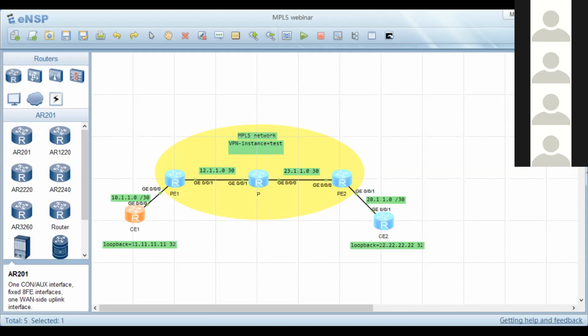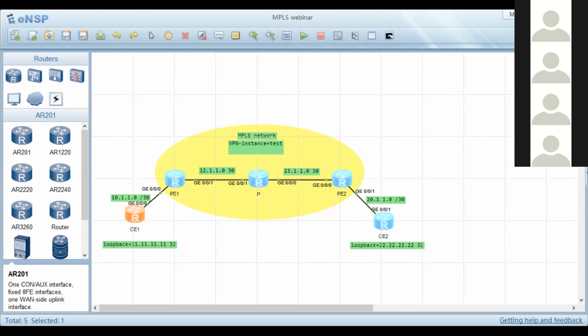Your voice was not clear, Habib. How about now? Okay. The P router is used to forward label-switched traffic. It's a core label switching router, that means core LSR. Its main purpose is to forward the labels that came from PE1 to PE2. No BGP relationship is configured. Just the IGP is configured to establish the relationship between PE1 and PE2. That is its only purpose.